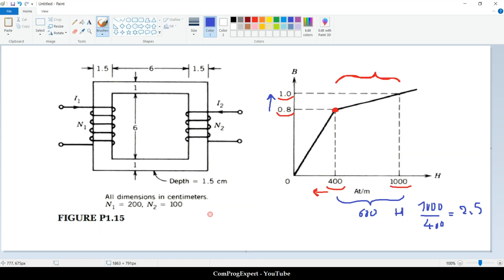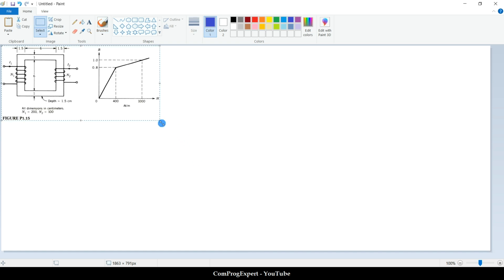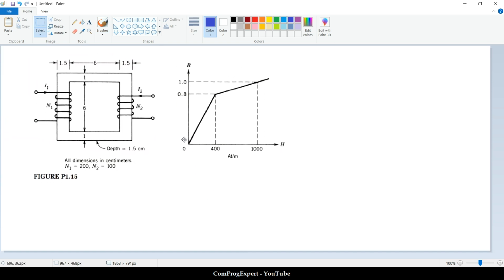So here we have these two coils. You can see the direction of the current for coil 1 and the direction of the current for coil 2. So the flux that is generated by coil 1 is in this direction, and the flux that is generated by coil 2 is in this direction. So we can draw the equivalent circuit of this structure.